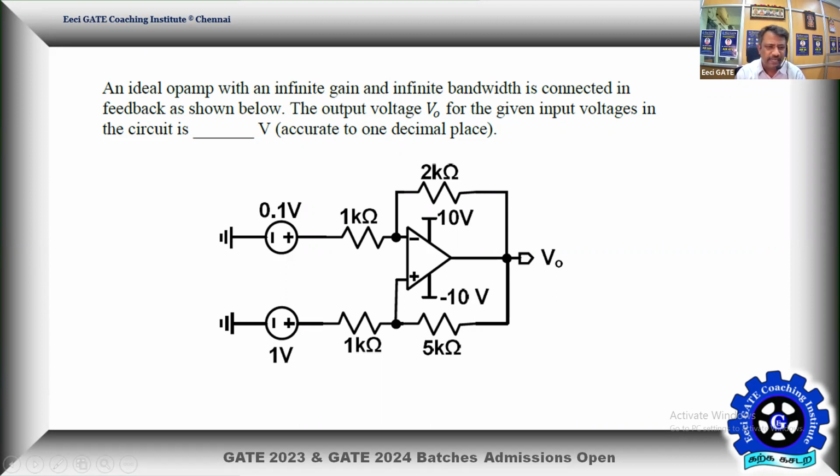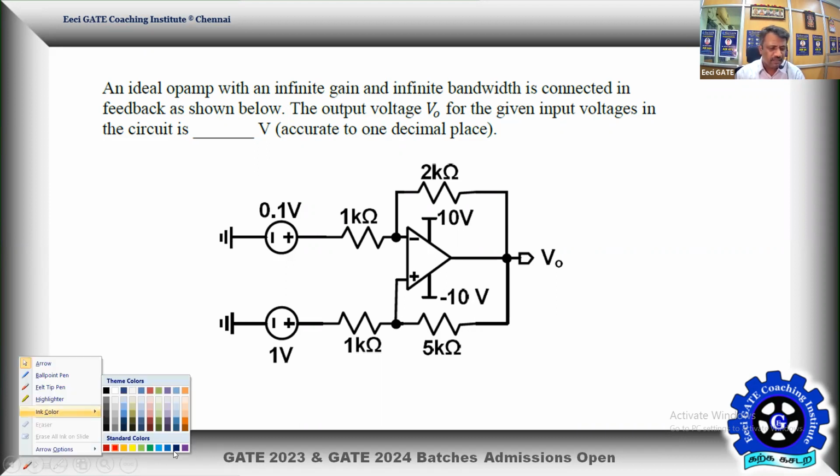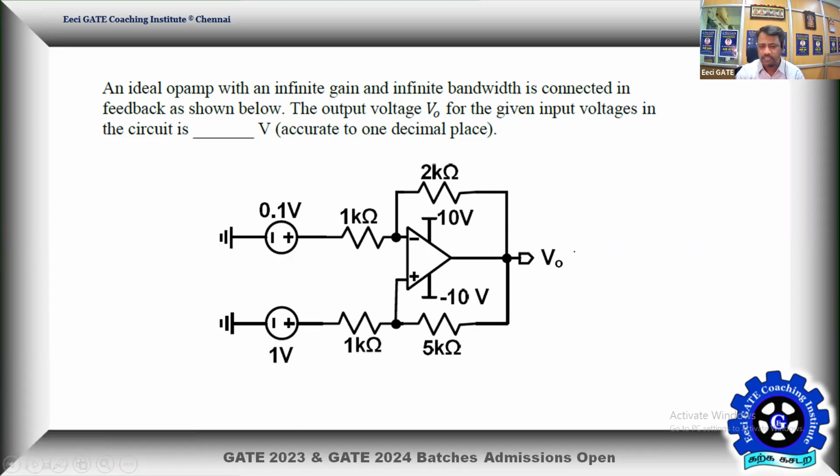So we have an ideal op amp with infinite gain, that's by default, even if it is not mentioned. Infinite bandwidth, that's also by default, is connected in feedback as shown below. The output voltage V0 for the given input voltages in the circuit is, what is your output V0, accurate to 1 decimal place. So we need to find out only V0.